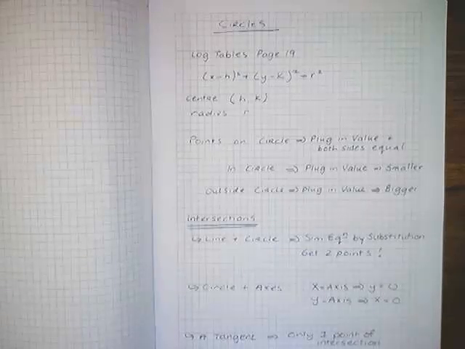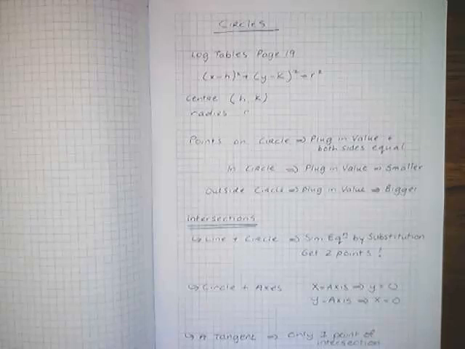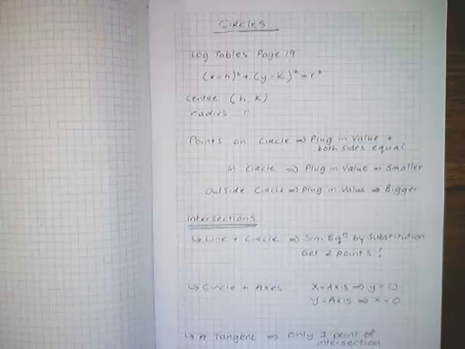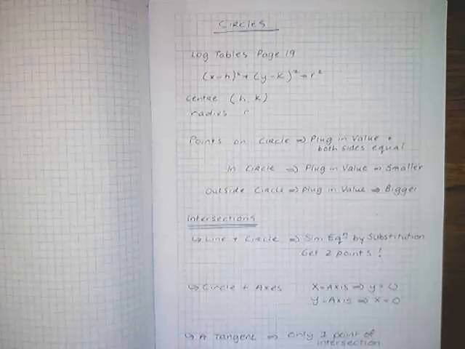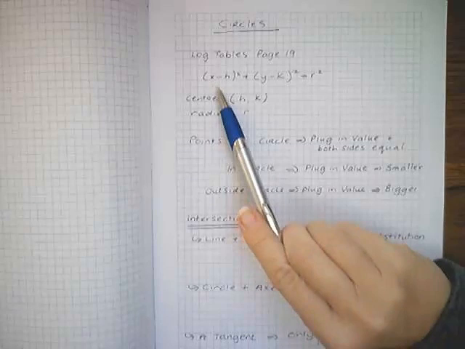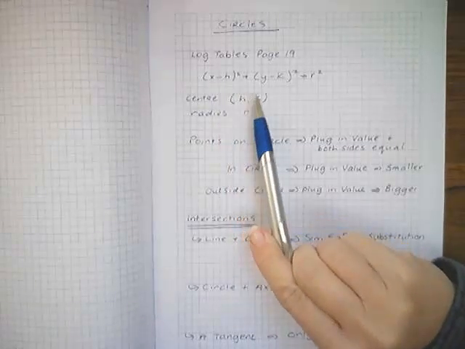When you look down page 19, you will see a formula saying (x − h)² + (y − k)² = r². That is how you find the equation of a circle, and the circle has centre (h, k) and radius r. Now the deal with this is that the formula says x minus h, but your centre is a positive h.